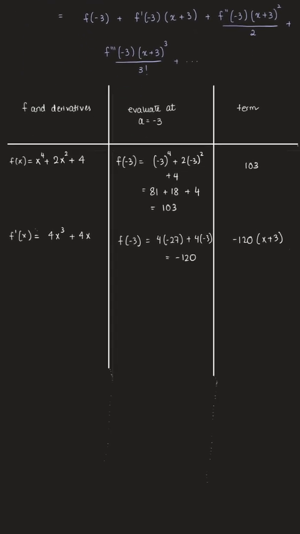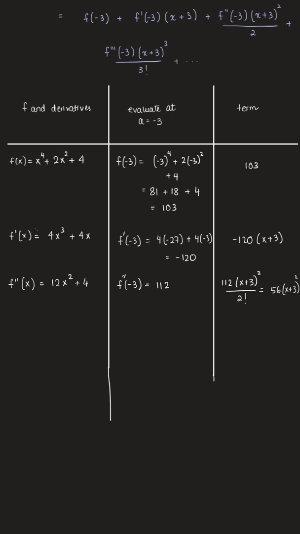For the third term, we're going to need the second derivative, which gives us 12x squared plus 4. When we evaluate the second derivative at negative 3, I get 112. And so the term's going to be 112 times x plus 3 squared over 2 factorial. And 2 factorial is just 2 times 1. 112 divided by 2 is 56. And then we have an x plus 3 squared.